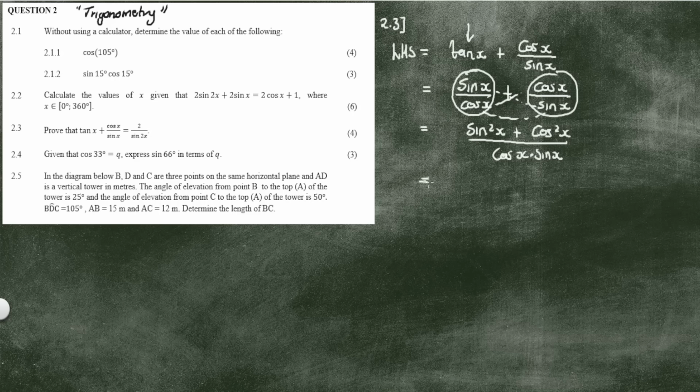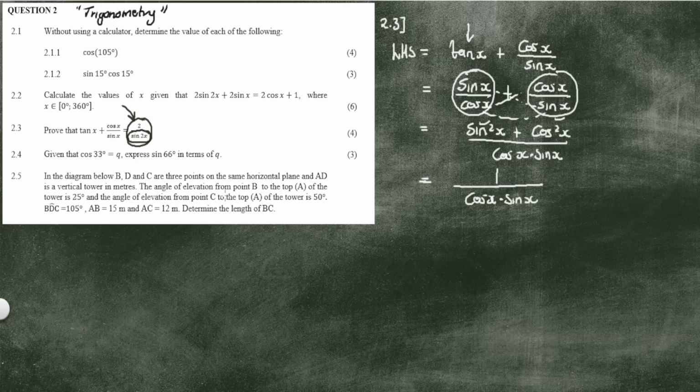Okay? Now, sine squared and cos squared are also identities. We write it as 1 in the numerator, over cos x multiplied by sine x. Now just pay close attention to the right hand side. This is the right hand side of the identity. On the numerator we have 2, and on the denominator sine 2x.